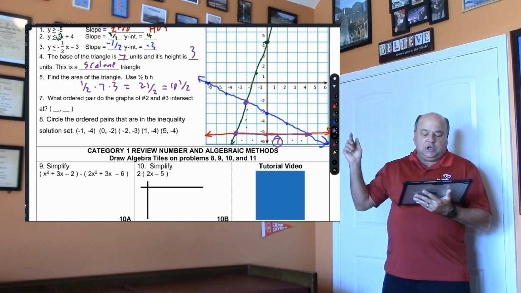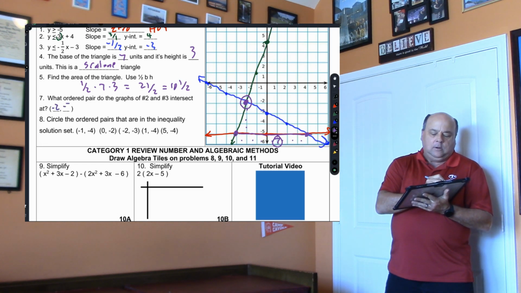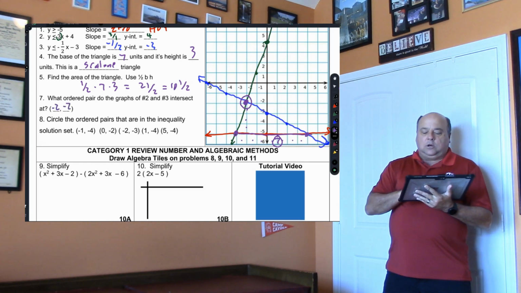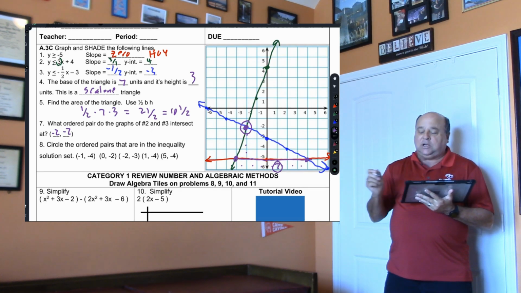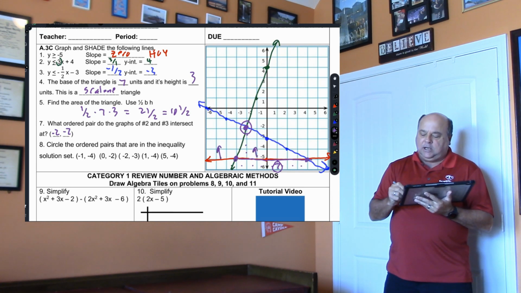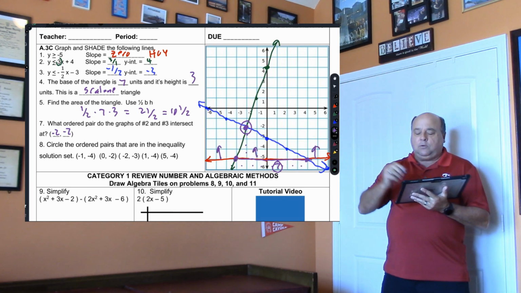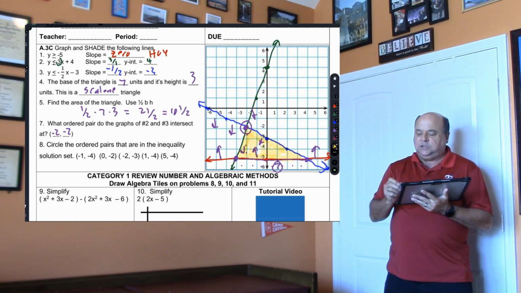At what ordered pair do numbers 2 and 3 intersect? They intersect right here, which is -2, -2. Circle the ones that are part of the solution. Now we're going to actually shade these. The red line is going to be shaded up, and the blue and green lines will be shaded down. If we shade these down, we shade in the triangle, so everything in this triangle is part of the solution set.